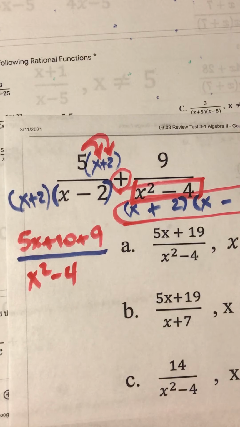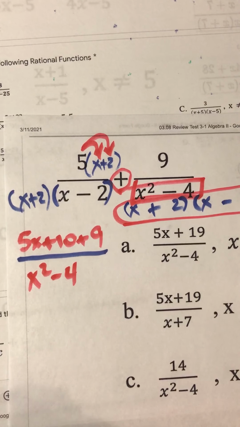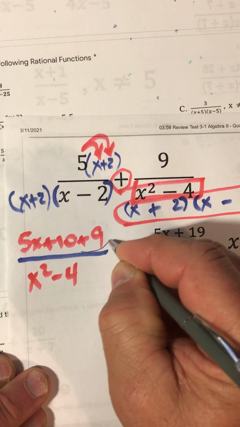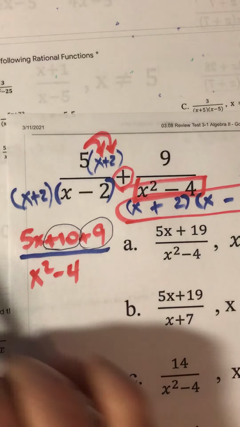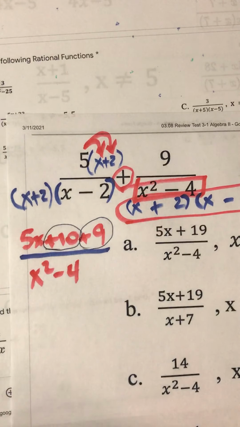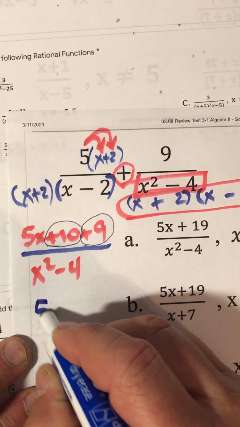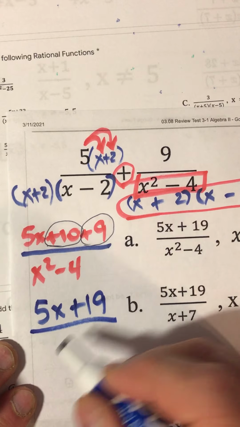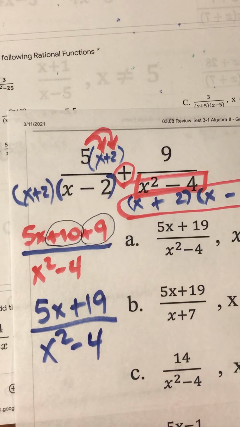Okay, now on top we've got to combine like terms. Like terms are the positive 9 and the positive 10, right? They have no letters, so they're constants. Constants are like terms. So 5x plus 19 over x squared minus 4, okay?